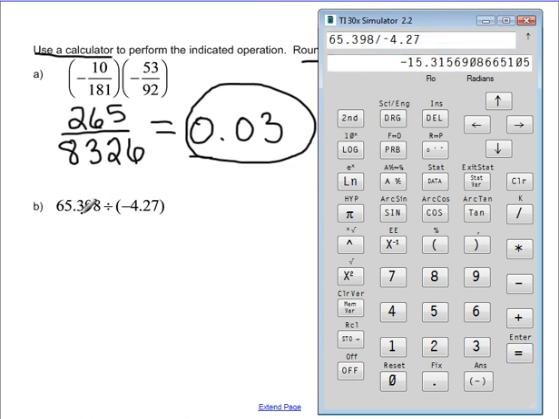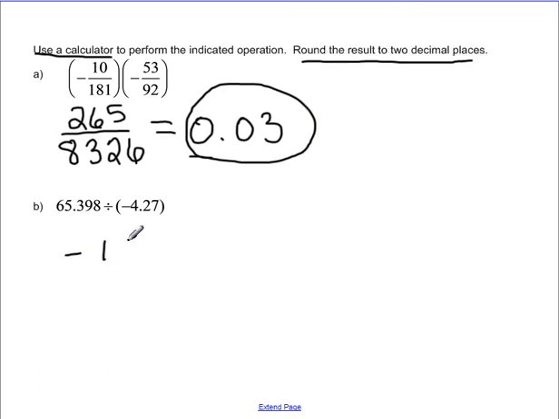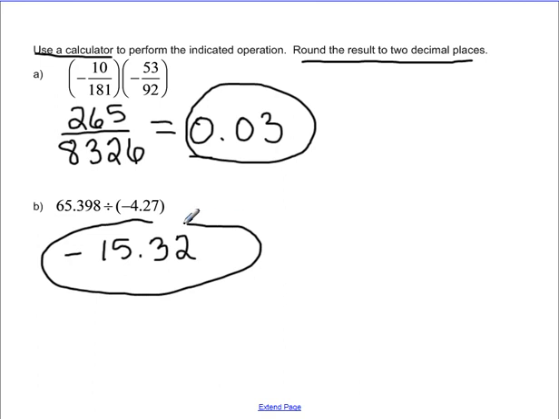We certainly would have expected that it would be negative, because a positive divided by a negative is always going to give us a negative. Negative 15.31569, and so on, round to 2 decimal places. So we look to that 3rd place past the decimal. We see that that's a 5. Since it's 5 or higher, that's going to round that 1 up to a 2. So we're going to have negative 15.32 for our final answer. Negative 15 and 32 hundredths would be the final answer for that one.